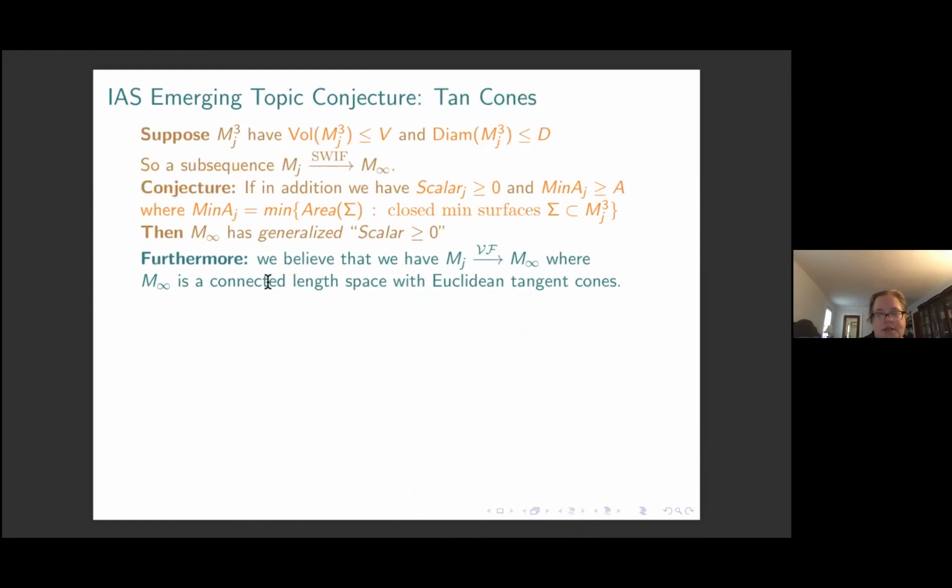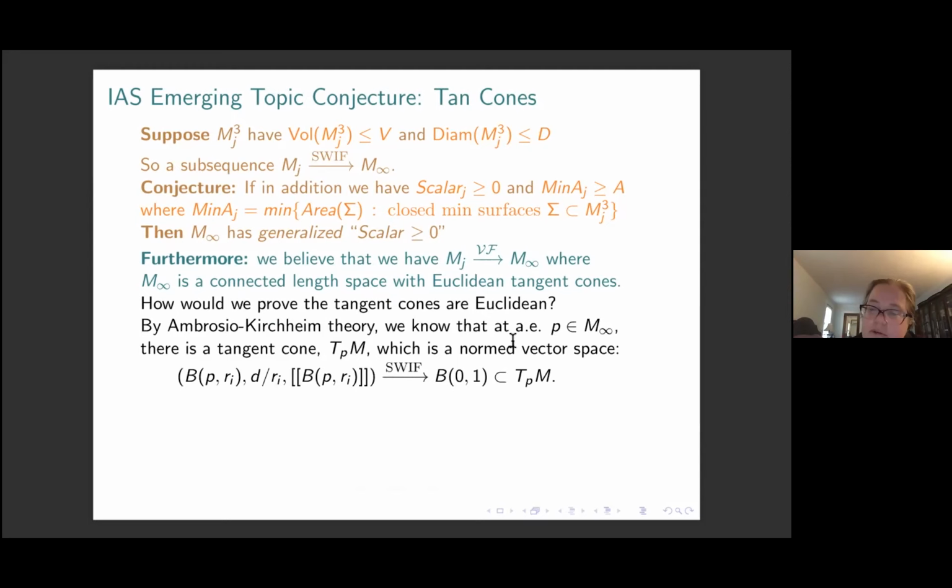All right, so I said we're hoping to get a connected length space, and the outline on the last page was how maybe you could show it's a connected length space. It has geodesics between points. And now for the Euclidean tangent cones part. How would we prove the tangent cones are Euclidean?